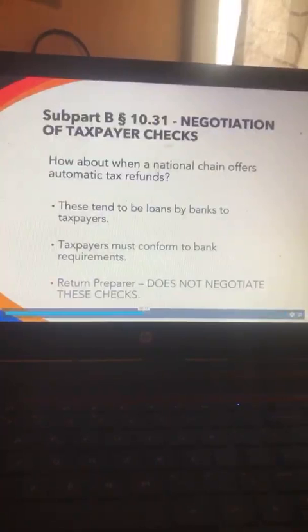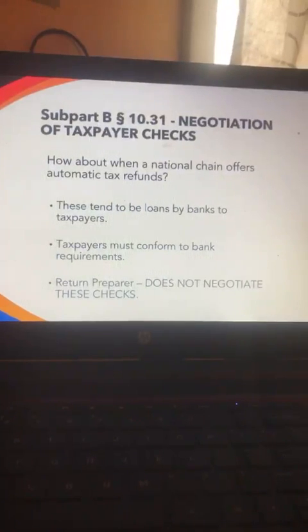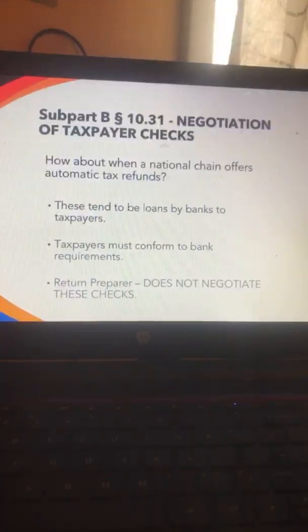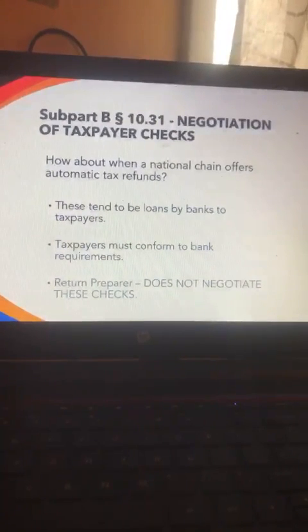If the tax return preparation company has said, okay, if you have done the return and the client is owed X amount of dollars, we will lend Y amount of dollars based on that return coming in. And that's their guarantee they're going to get paid. And again, we can put it on this slide. Return preparer does not negotiate these checks, even when it's termed to be an automatic tax refund.